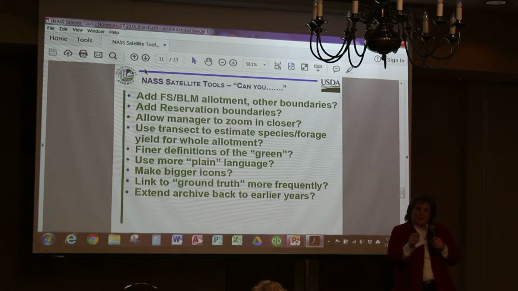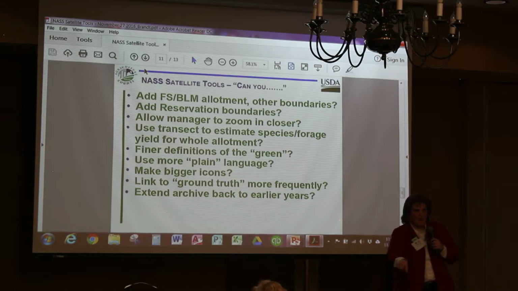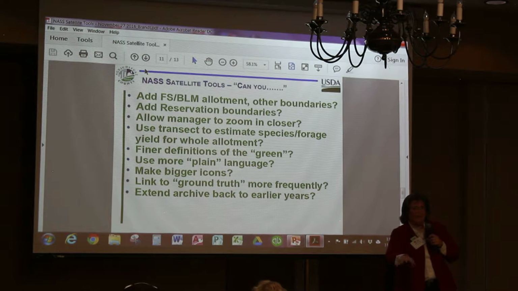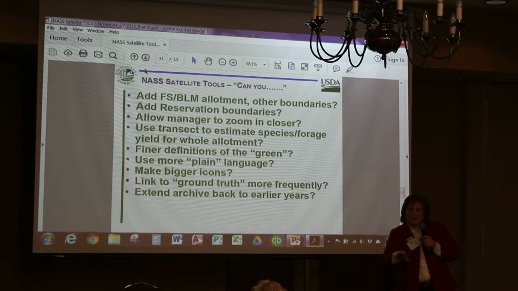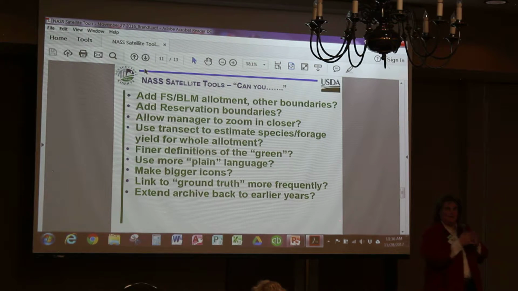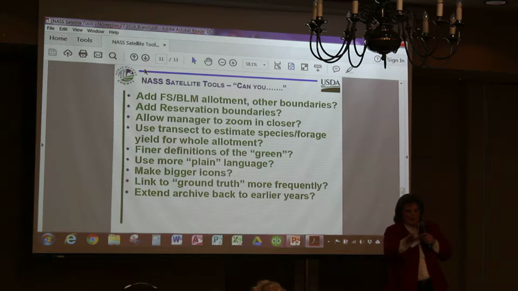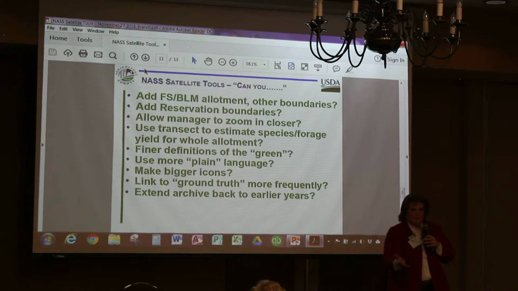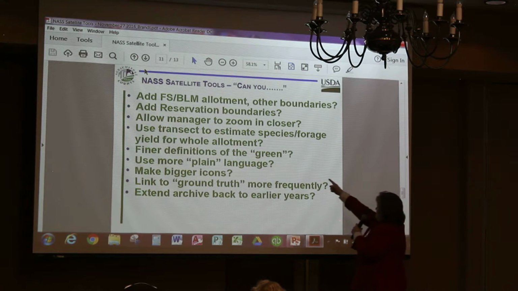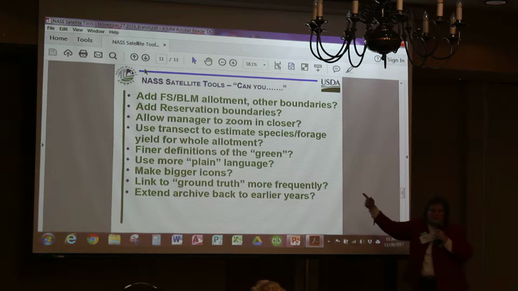But as a manager of a grazing allotment, and you're out doing your transect, you would like to see, can that transect, the species inside there, or the forage production inside that transect be translated to the rest of the allotment? So you know, or the BLM range conservationist knows how many cattle can be put out that year. Is that useful knowledge? Somebody's asked me, can we use that transect to estimate species or forage yield?